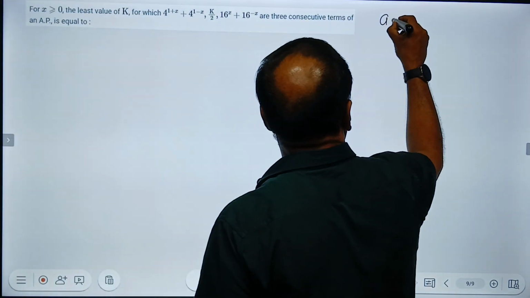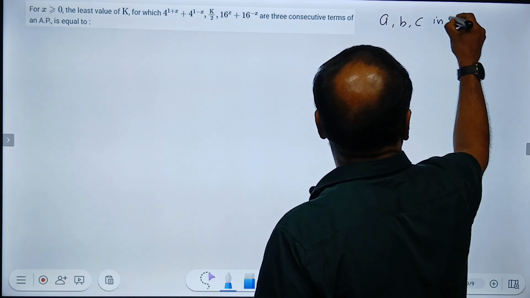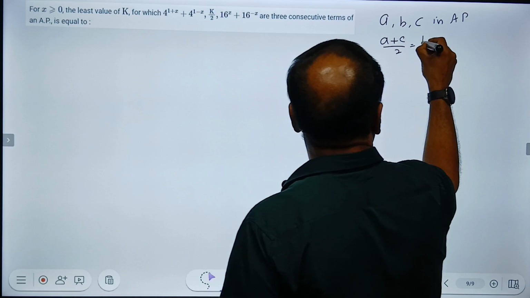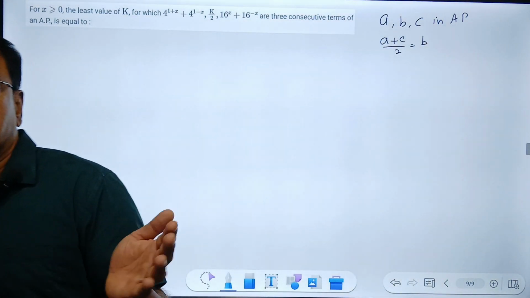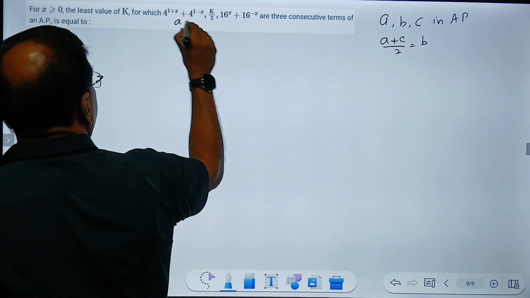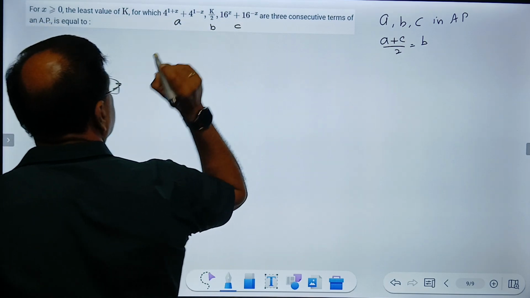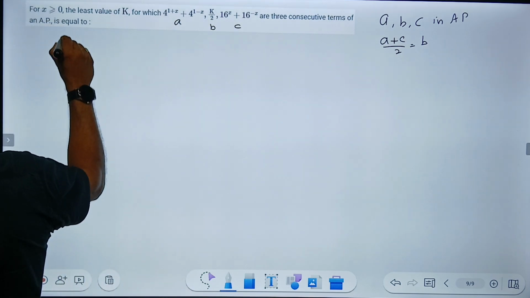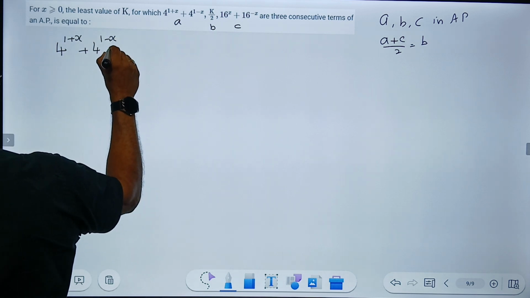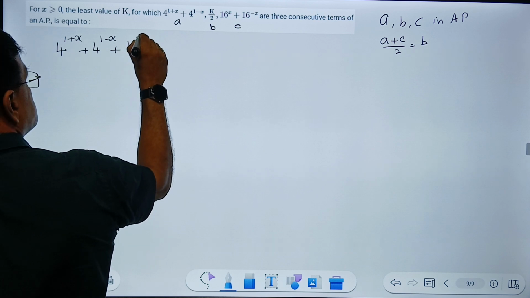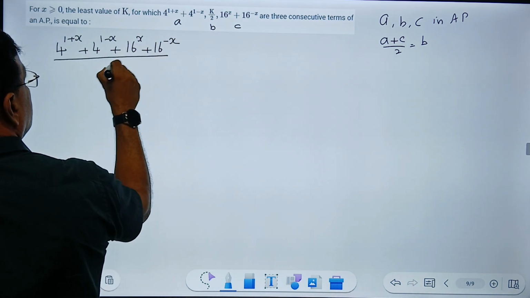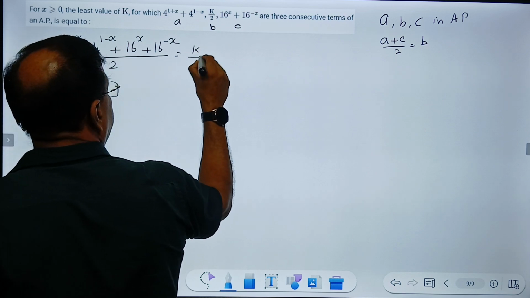If I have 3 terms of an AP, what is the result I know? A plus C by 2 equals B. Correct? Arithmetic mean. So here, this is my A, this is my B, and this is my C. So what is A plus C? 4 power 1 plus X plus 4 power 1 minus X. C is what? 16 power X plus 16 power minus X, divided by 2, equals B. B is K by 2.